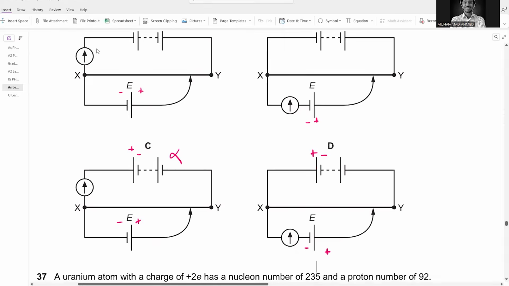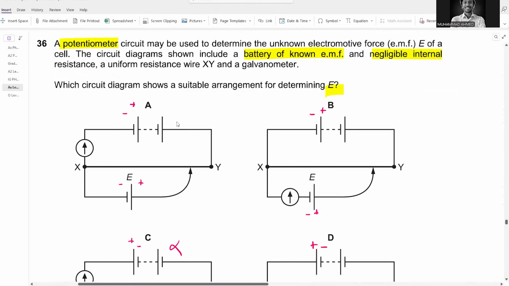ये नहीं होना चाहिए. In a potentiometer, the terminals of the primary cell or the primary battery should be corresponding to the terminals of the secondary cell or the secondary battery.